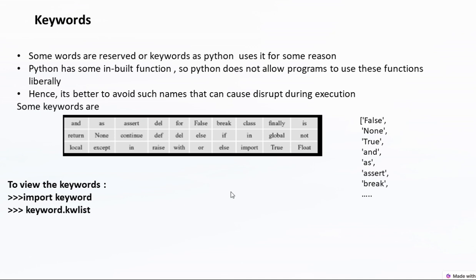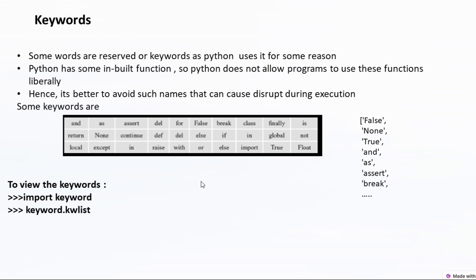Now, how will you come to know which are the keywords? Very easy. You just go to your IDLE screen, wherever you are executing your Python program. You can use Anaconda prompt, you can use IDLE screen, you can use Jupyter Notebook, whichever you are using.